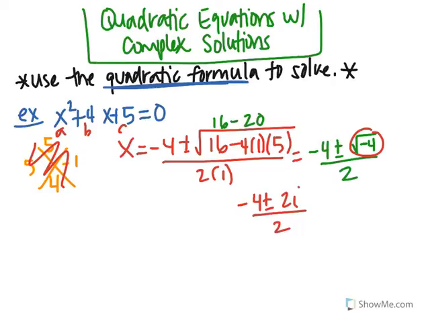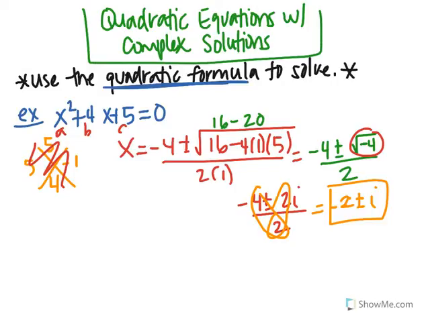So I get negative 4 plus or minus 2i over 2. And remember, when we simplify, that denominator has to simplify with both terms in order to reduce. So I end up getting negative 2 plus or minus i. So you have imaginary or complex solutions.